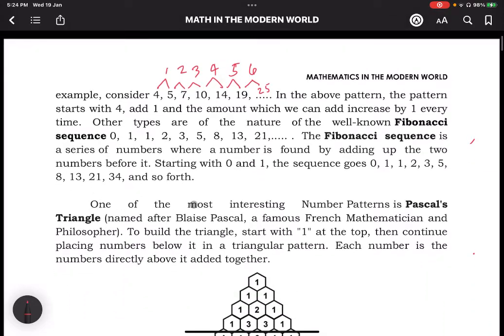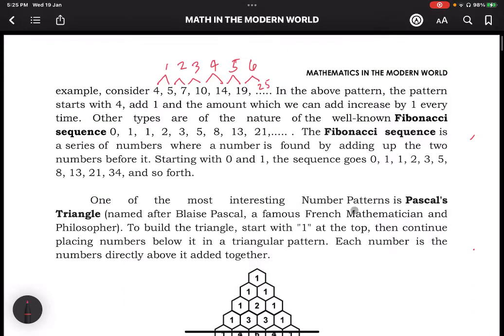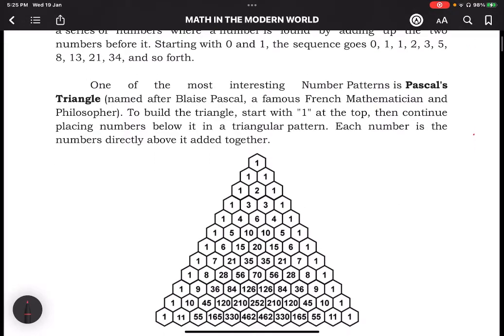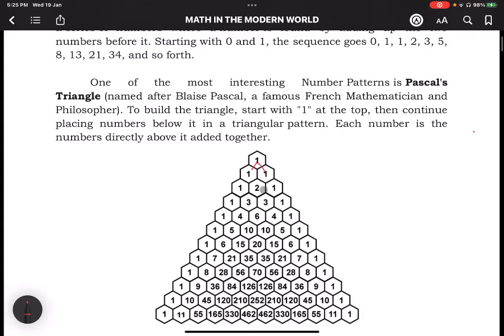One of the most interesting number patterns is Pascal's triangle, named after Blaise Pascal, a famous French mathematician and philosopher. To view the triangle, start with 1 at the top and then continue placing numbers below it in a triangular pattern. Each number is the numbers directly above it added together. So the pattern is 1, 1. Here we have nothing to add, so just copy the 1. But here, we add these two.